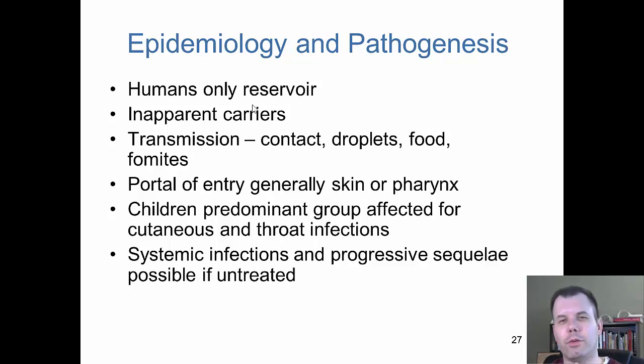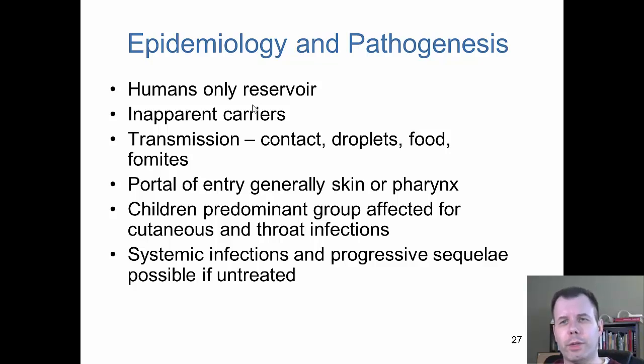Again, transmission can be through direct contact, droplets through sneezing or coughing, can be passed on food and on fomites. So areas where people have coughed and then touched, that's a great way to spread the disease. Again, the portal of entry is either on the skin or through the mouth or nose, and typically that's where we find it, in the back of the throat. Children seem to be pretty predominant. They're the ones that typically get the strep throat infections.